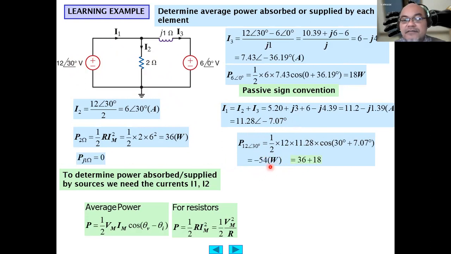And if you look here, this minus 54 watt basically equals 18 plus 36 watt. So the value is correct based on Tellegen's theorem.